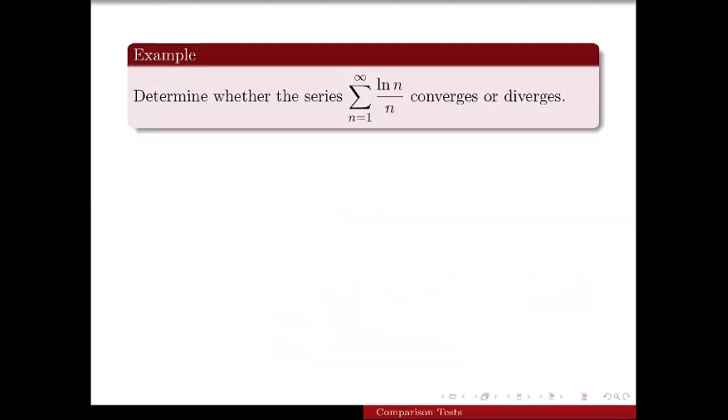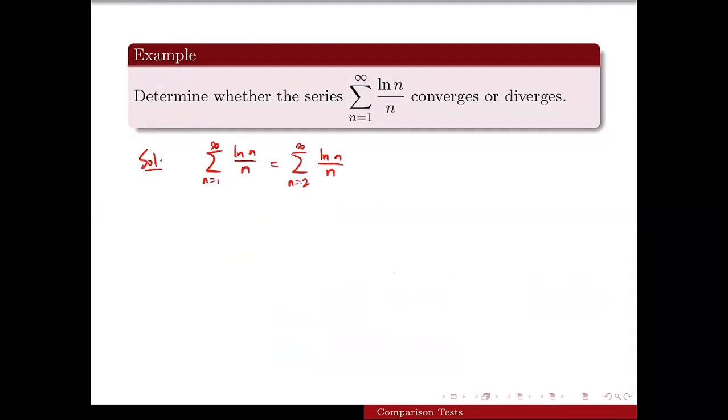Next example. Determine whether the series sum of ln n over n converges or diverges. By the way, the series ln n over n from 1 up to plus infinity is the series ln n over n starting from 2 to plus infinity, since ln of 1 is equal to 0. So we can start at n equals 2.